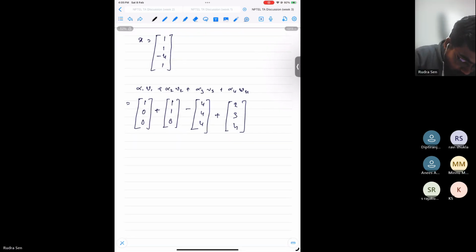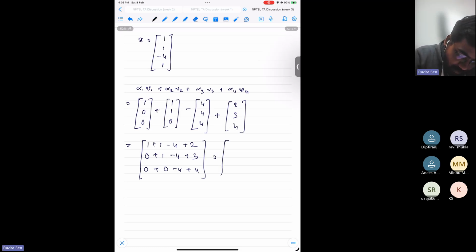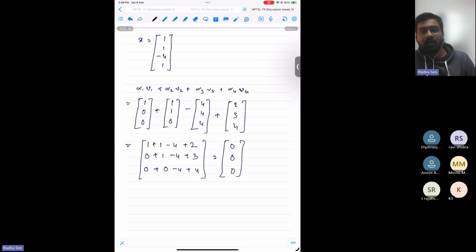So what we get is 1 plus 1 minus 4 plus 2, 0 plus 1 minus 4 plus 3, and 0 plus 0 minus 4 plus 4. So what we get is 0, 0, 0, right? That means there exist non-zero alpha i's for which this combination gives 0. That means these four vectors are not linearly independent. They are linearly dependent vectors.